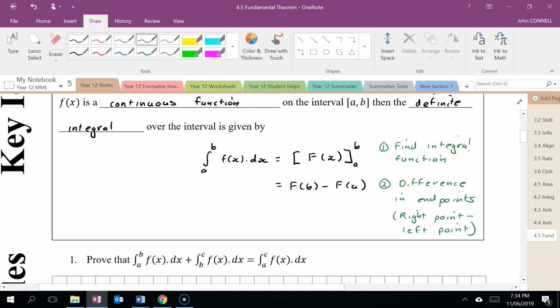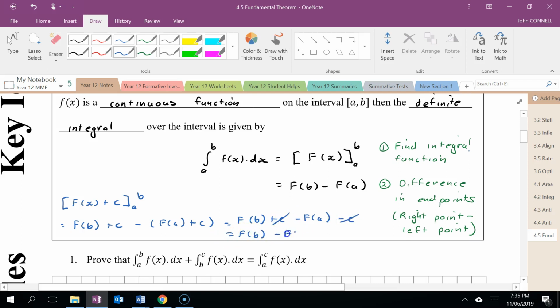Now you may wonder, where has this plus c gone? We're only using F of x. So let's see where it's gone. If my integral was F of x plus c, and I wanted to find that at a and b, then it would be F of b plus c take F of a plus c. And that would give me F of b plus c take F of a take c. So those c's would cancel and I'd just get left with F of b take F of a.